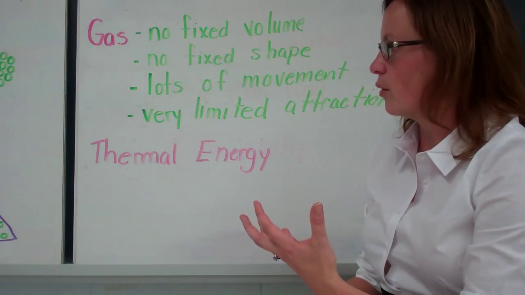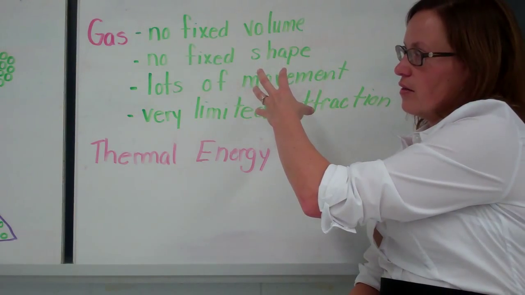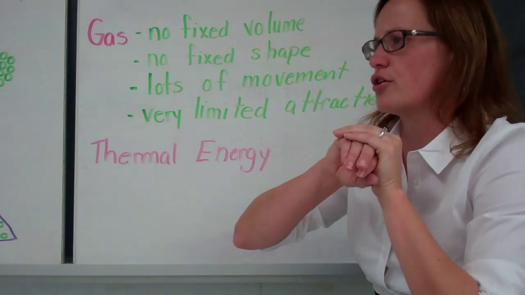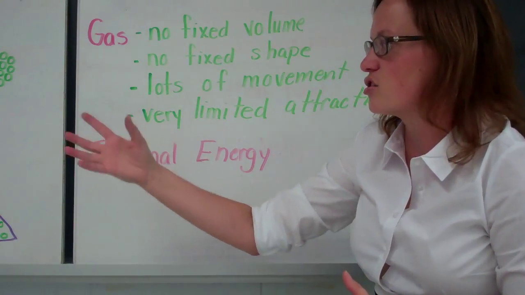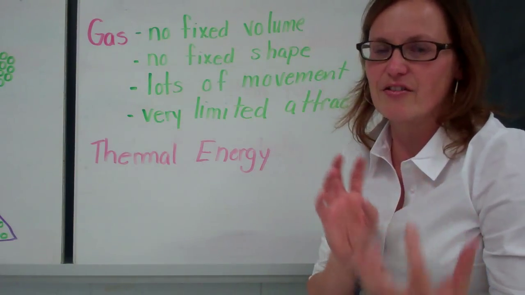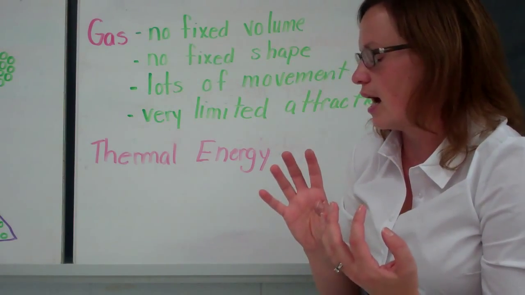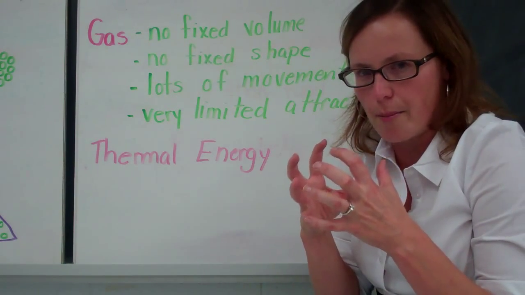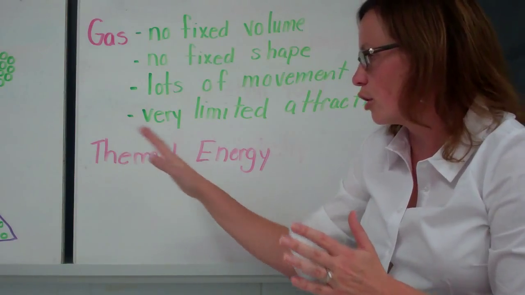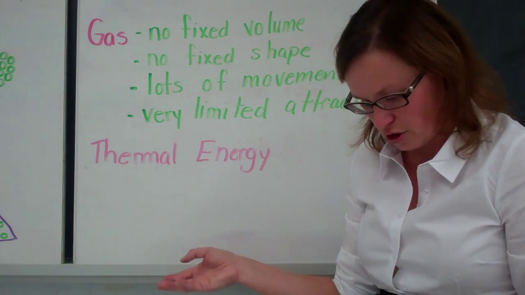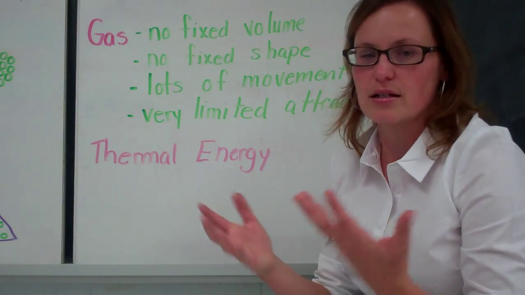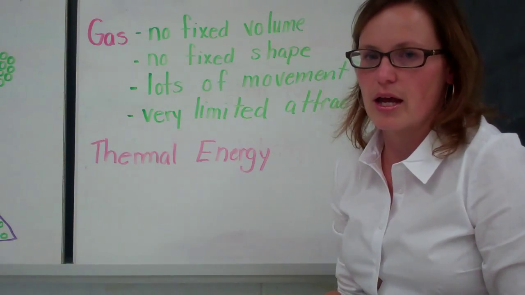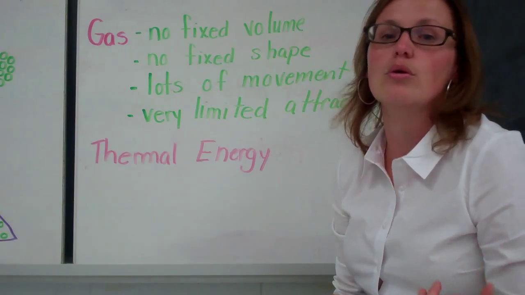So when we think about the heat energy in a gas, there's very little attraction. It's spread out all over the place. But in a solid, there's lots of attraction and very limited kinetic energy because the particles are not moving a great deal. So those two things together make thermal energy. You can increase the thermal energy by heating an object, or you can decrease the thermal energy by cooling an object.